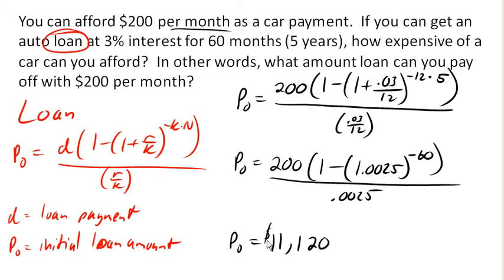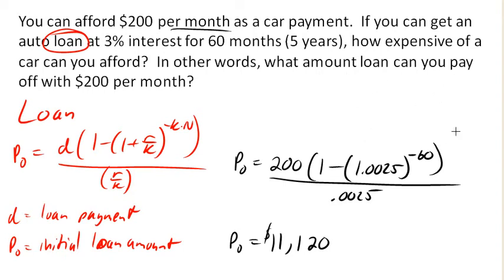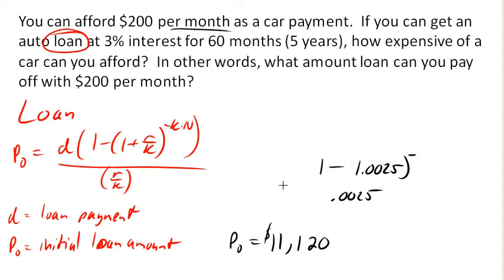Now, you might be wondering, how much interest am I going to pay over the life of this loan? In other words, how much is this credit going to cost me? To figure that out, we can go back to the idea of how much did I pay versus how much was the loan. So let's think about that.